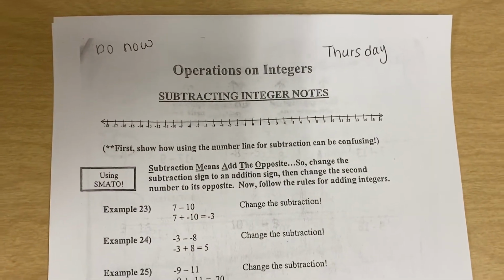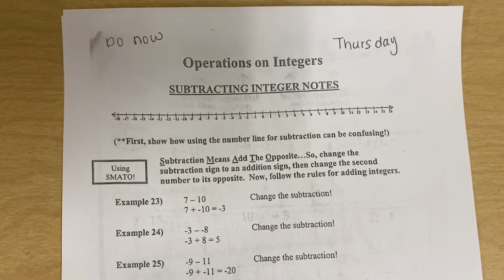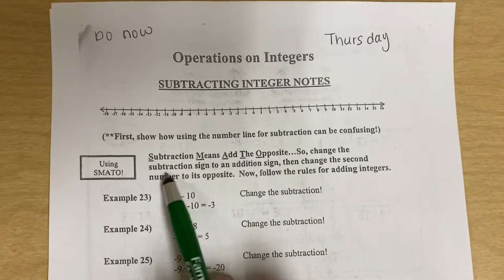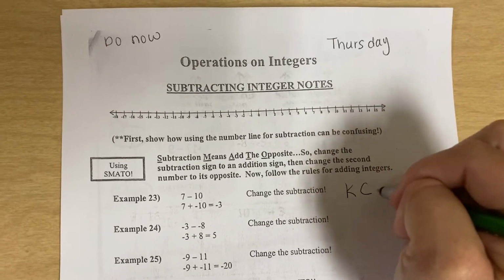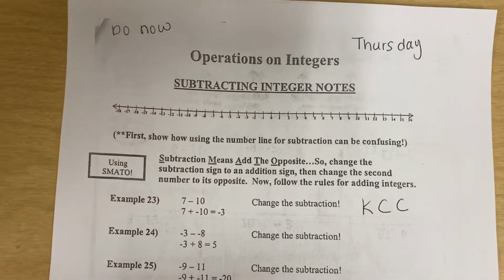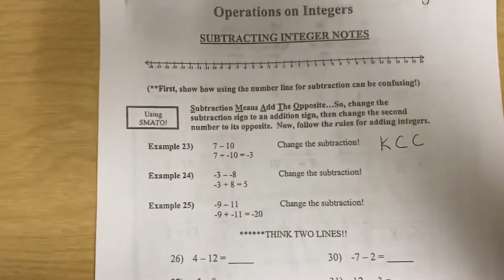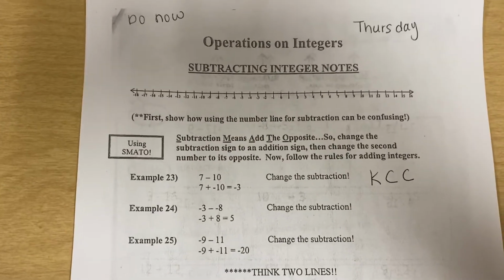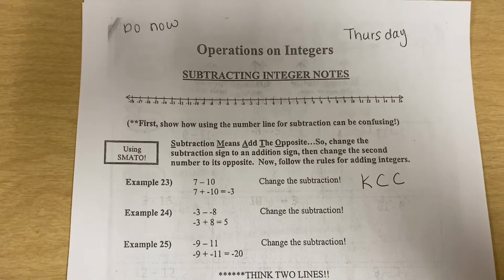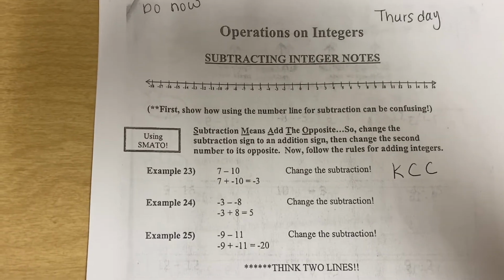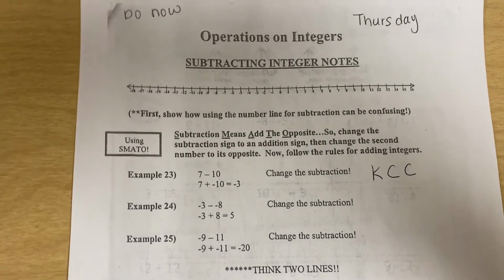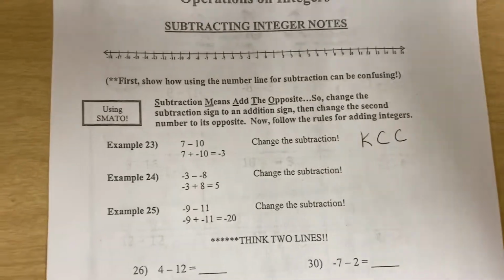Okay, so subtraction integer notes. This worksheet uses subtraction means add the opposite. Our notes is keep, change, change. We will always be using keep, change, change. So change the subtraction sign to an addition sign, then change the second number to its opposite, then follow the rules for adding integers. That's one way to do it, or keep, change, change.